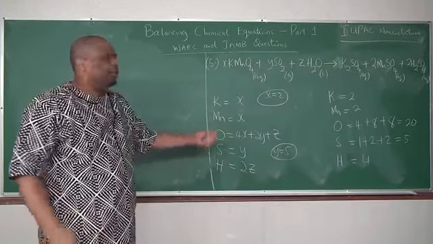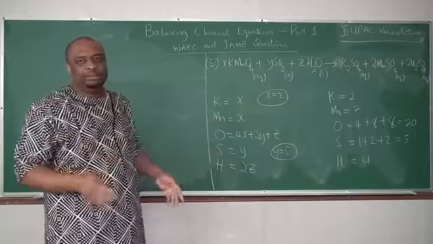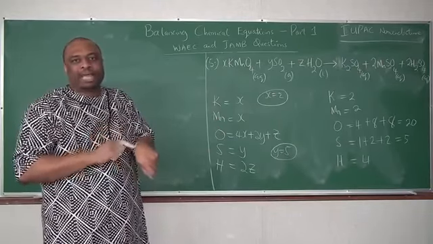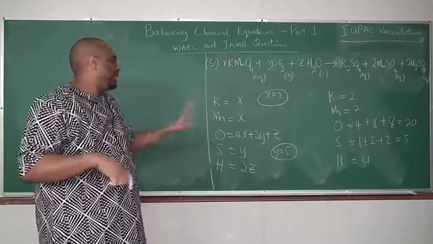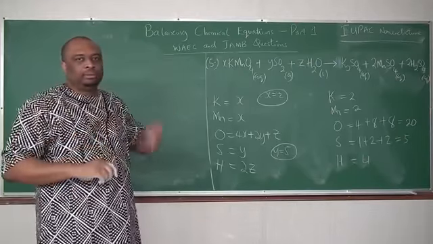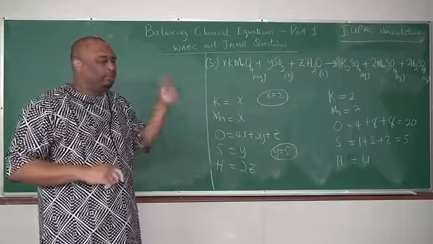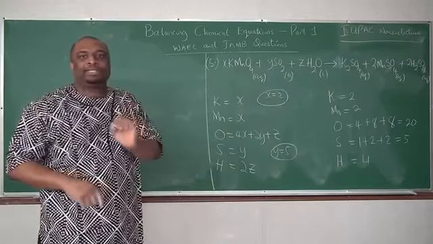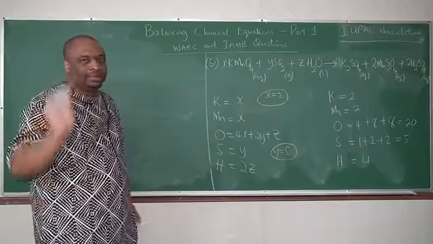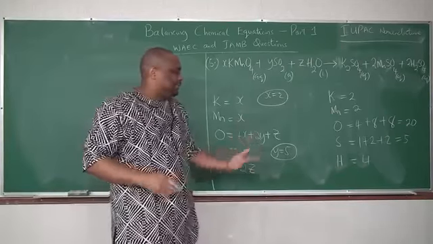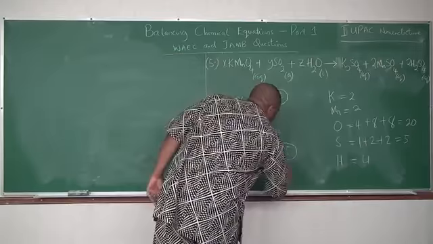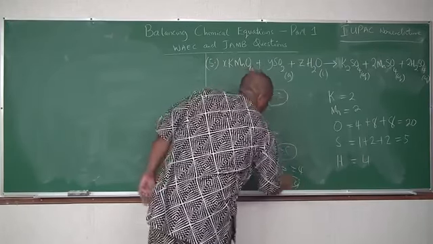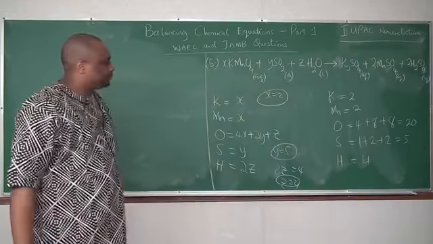And then, because you don't need to look into everything, remember, you are working with time. You are timed. So anything that you can do, do it accurately but timely. That's the thing. 2Z is 4, so Z is 2. Okay? 2Z is 4, Z is what? 2. And that's it. Z is 2.